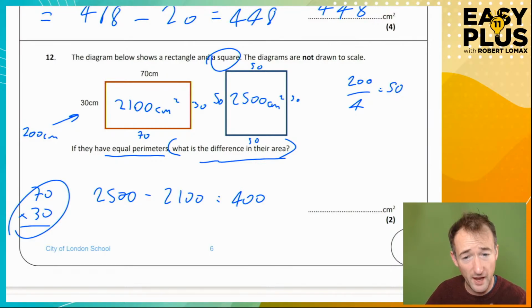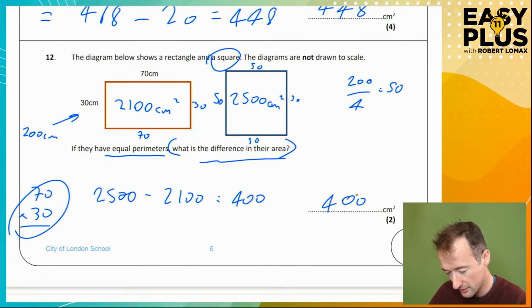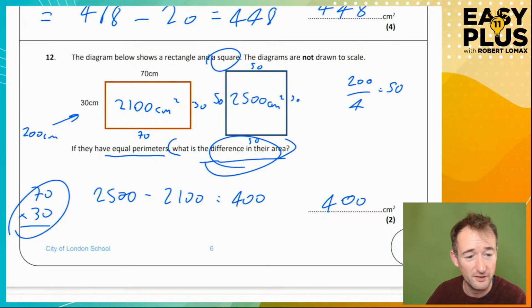Units, we're talking about areas, it's centimeters squared. They have given that to us, so okay, but always double check because you'll normally need to write your units. You're lucky if they give them to you. So the difference in their area is what we've been asked, 400 centimeters squared.